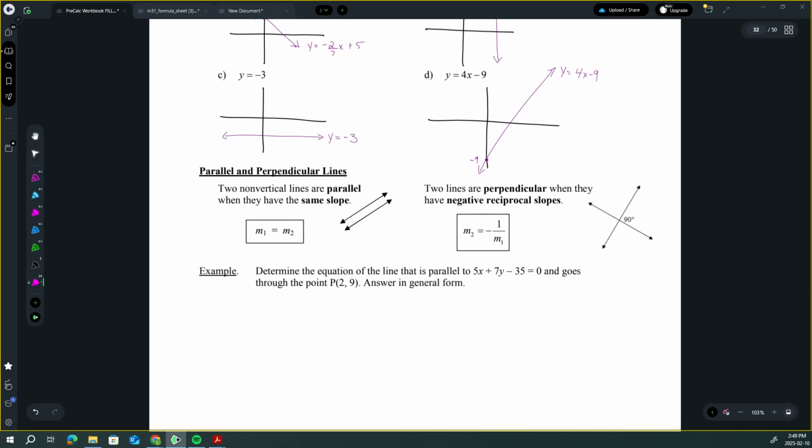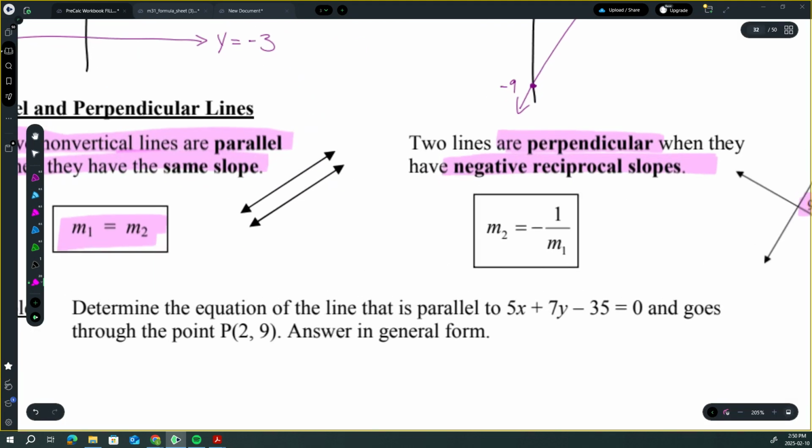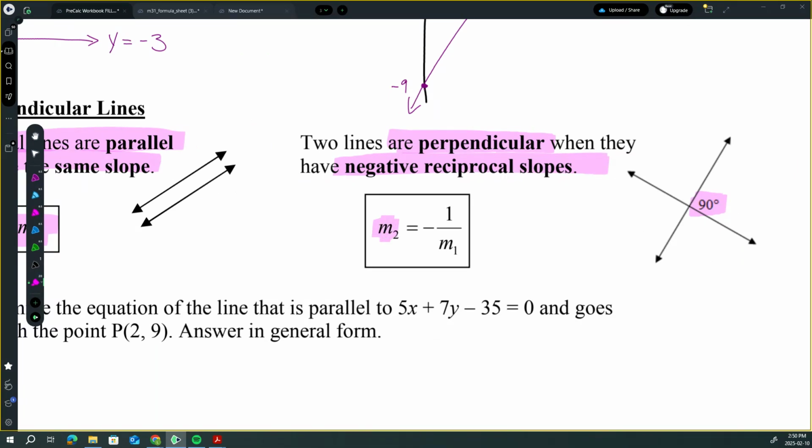Some important points just regarding parallel and perpendicular lines. If you have a question referencing parallel lines, you should know that two parallel lines will have the same slope. So the slope of one line will be the exact same as the slope of the other line. When two lines are perpendicular, that's just a fancy math term, that means that two lines are at 90 degrees to each other. Their slopes will be negative reciprocals. So basically what that means is take the slope of one, flip it, and times it by -1. That's what it means.